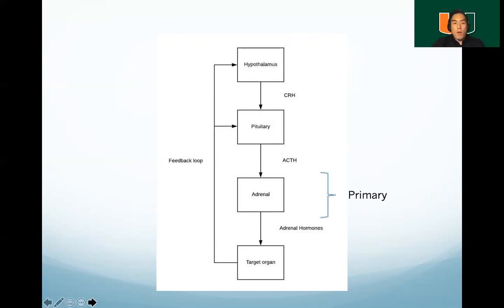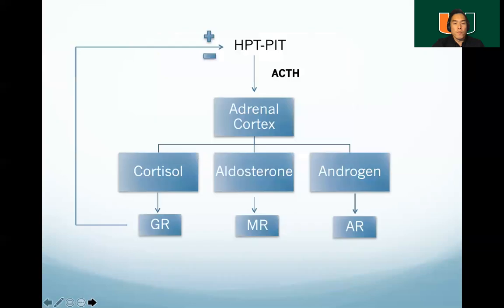So as we talked about in the previous lecture, anything that happens at the adrenal, we call a primary adrenal disorder, right? Anything at the level of the hypothalamus and pituitary, we call secondary or central. It's the same name, secondary or central, right?